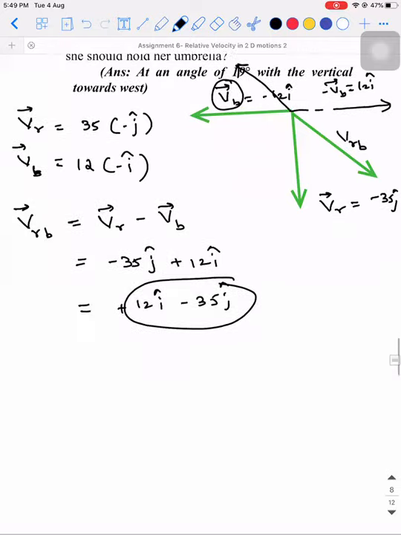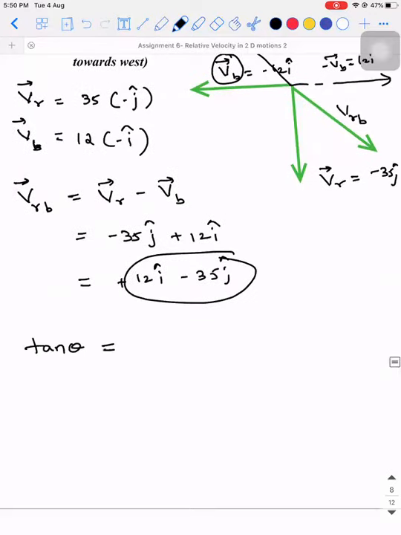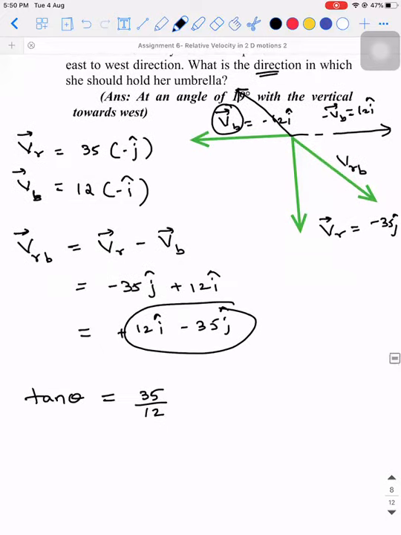Right? So since direction means angle, what is tan theta equal to? Tell me. Tan theta is equal to minus 35 divided by 12. So this is the direction in which she is supposed to hold. Okay, 35 divided by 12, if you calculate the value of theta, it will come out as 19 degrees. Is that clear?